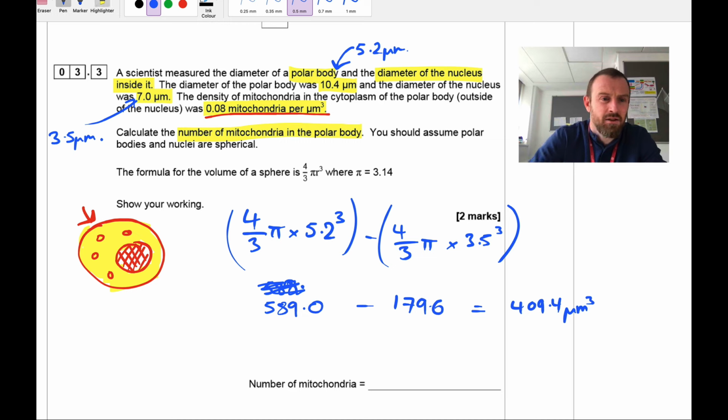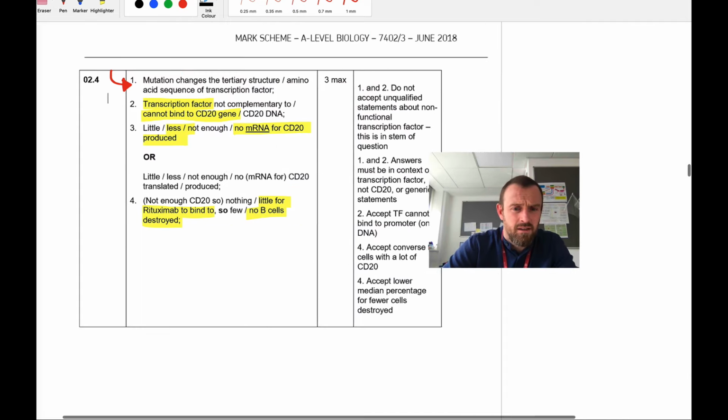Now that is the volume of this yellow area, and then we're looking at the number of mitochondria, so I then have to times it by the density of mitochondria, so times it by 0.08, and now that gives me 32.75, so 33 mitochondria. Let's see if this is right.